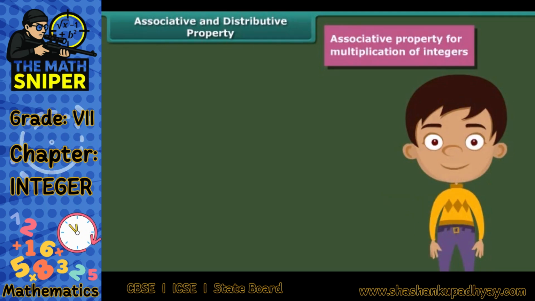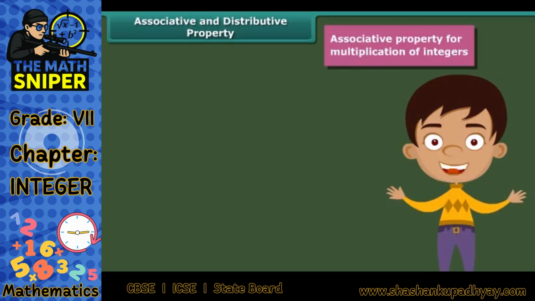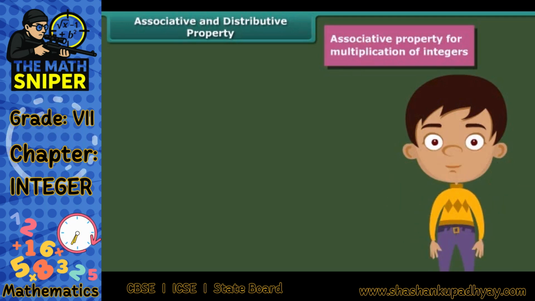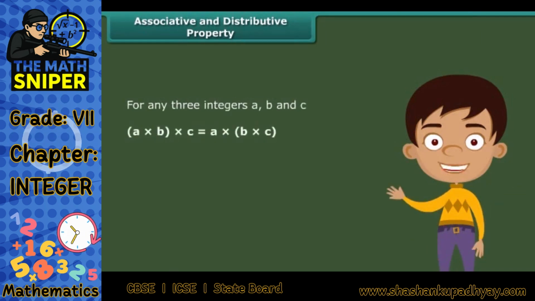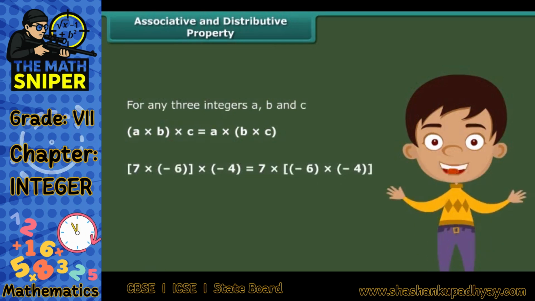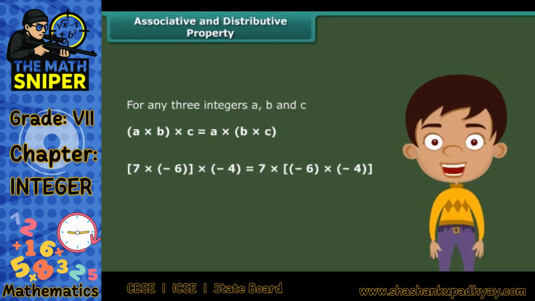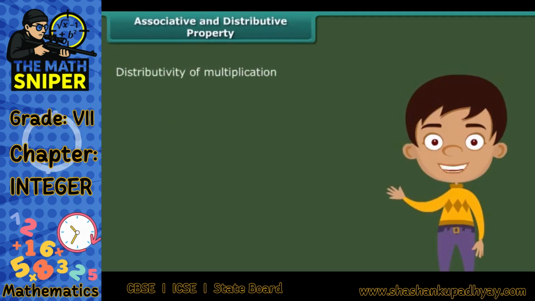The product of three integers does not depend upon the grouping of integers, and this is called the associative property for multiplication of integers. For any three integers a, b, and c, a into (b into c) is equal to (a into b) into c. For example, 7 into (minus 6 into minus 4) is equal to (7 into minus 6) into minus 4.